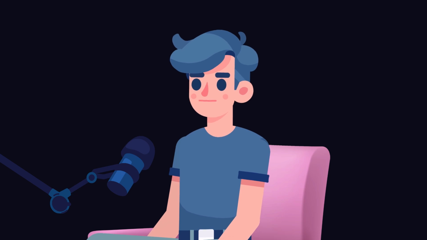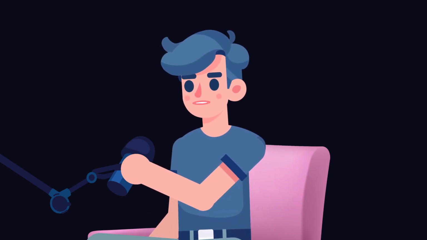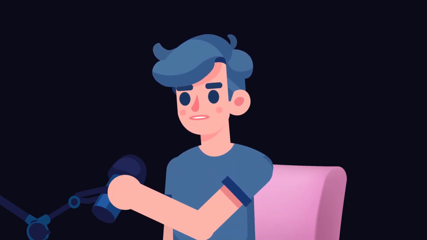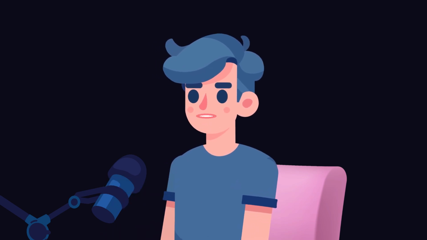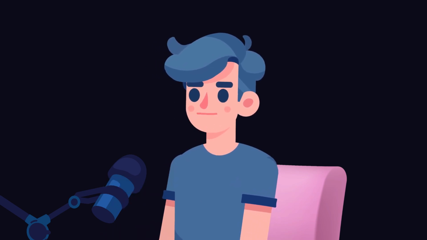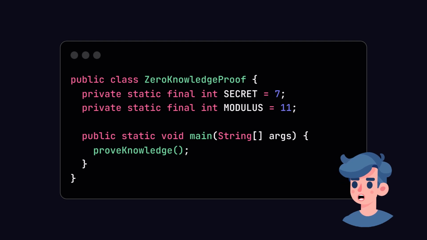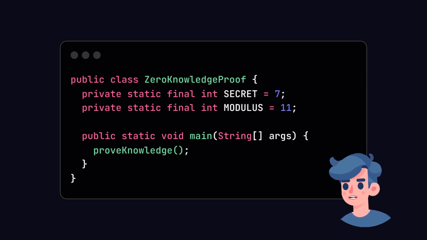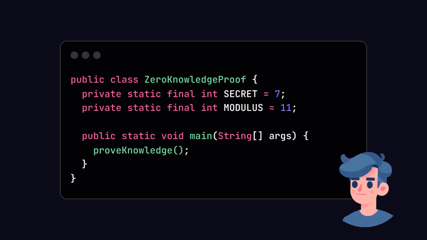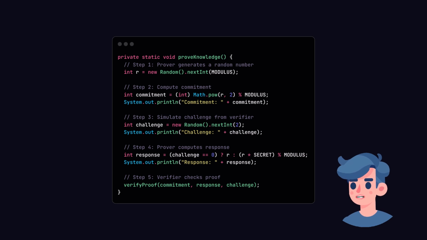Now that we understand the theory behind zero-knowledge proofs, let's dive into our Java implementation. We'll create a simple ZKP using the Fiat-Shamir heuristic, a popular method to create non-interactive ZKPs. First, we need to create a Java class called zero-knowledge proof. We will define the necessary variables such as the secret and modulus, then implement our main method, which will orchestrate our proof process. In this example, the secret is 7 and the modulus is 11.